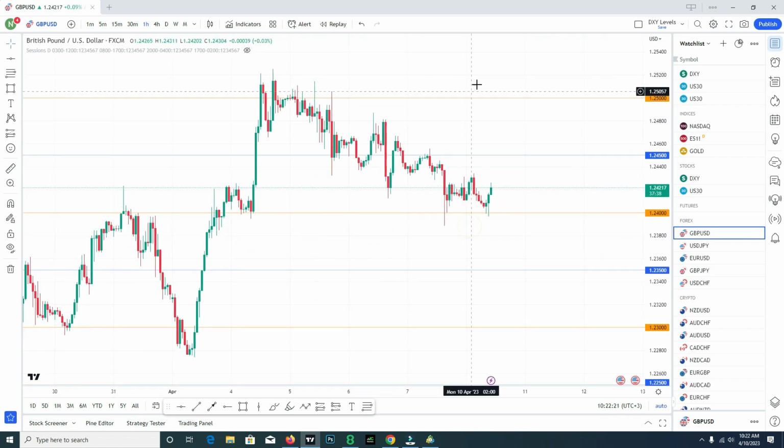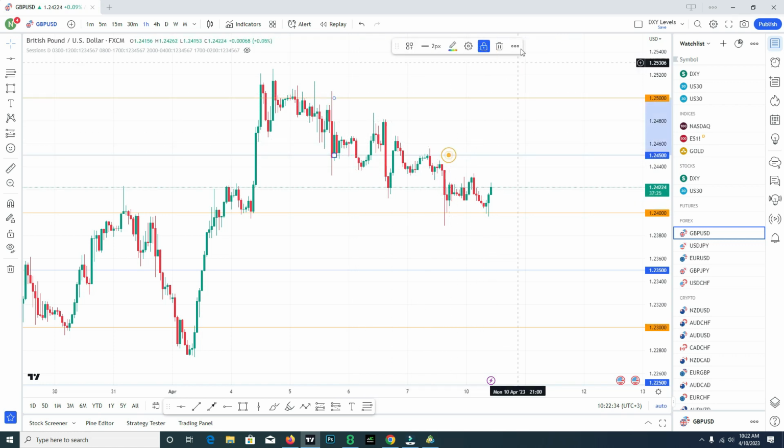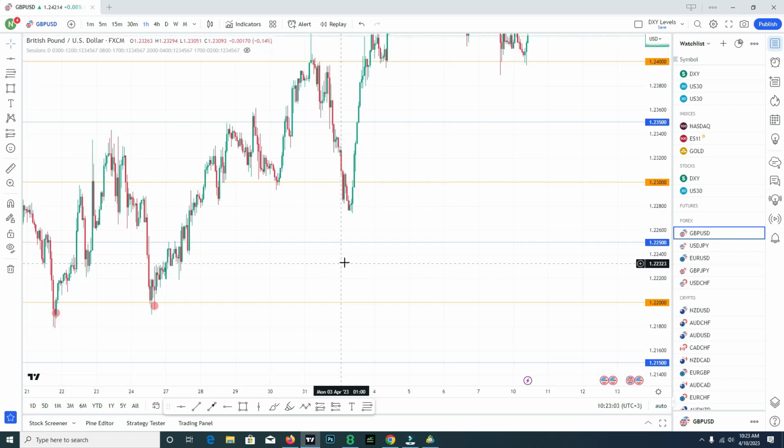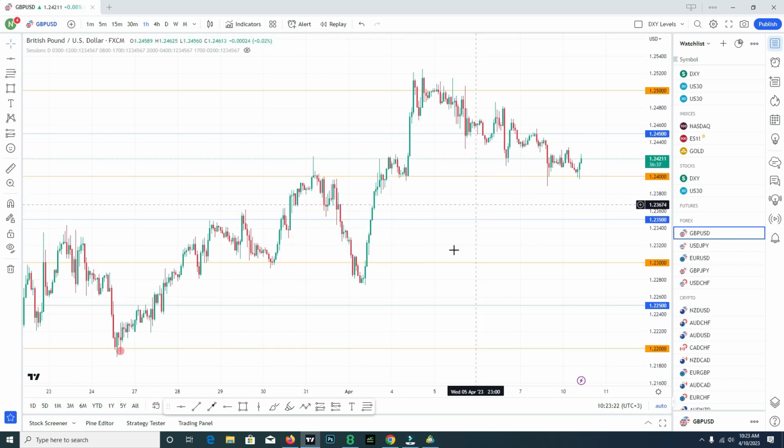If you're using TradingView, you can lock these zones whenever you draw them, so that you don't accidentally move them whenever you are drawing on other patterns in the chart. You can click these, make sure you lock them. So this is the second level. There's still one last midpoint.